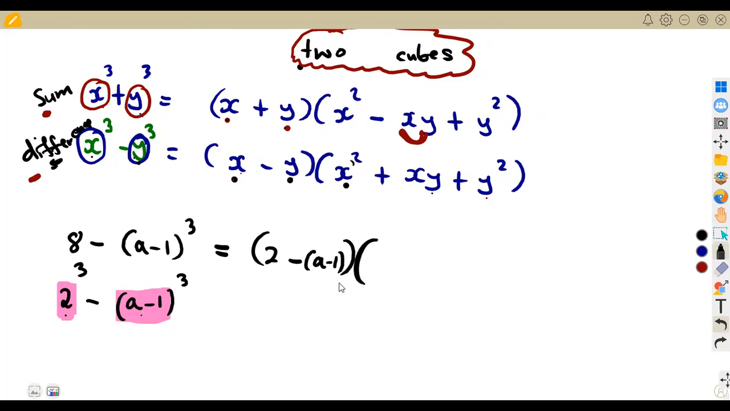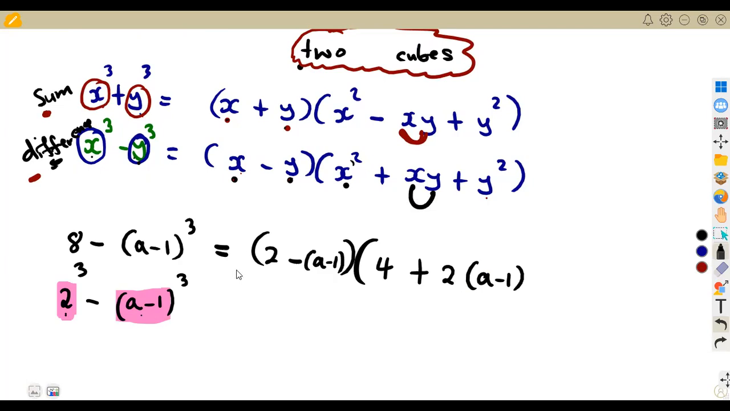Into the bracket of x squared, which is the first squared. So the first here is 2. So that's 2 squared. 2 squared is just a 4, 2 times 2. Remember, 2 squared means 2 times 2. So that's a 4. Then take note here, we're going to have plus first and last. So you're going to have plus the product of first and last, which is the product of 2 and the last, which is a minus 1.